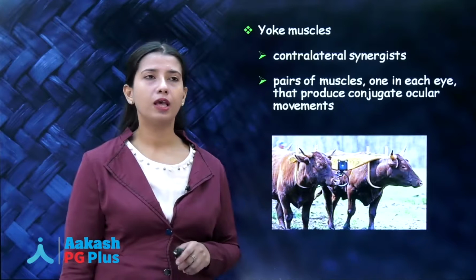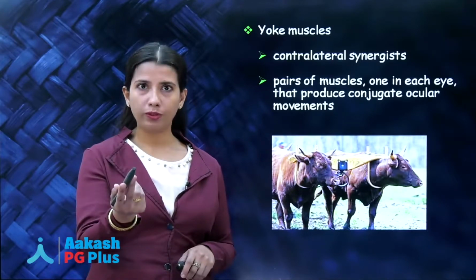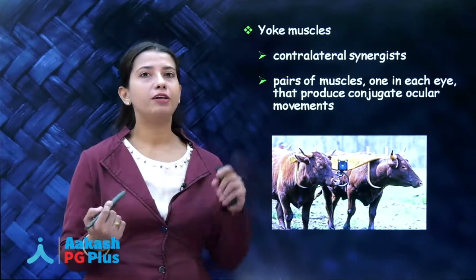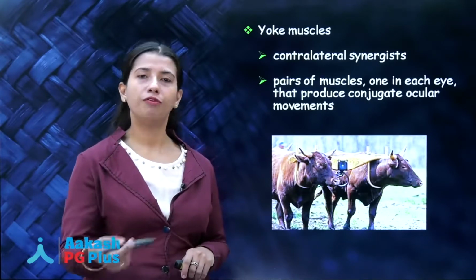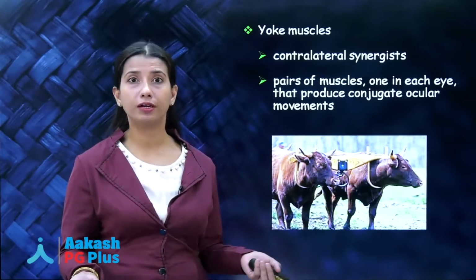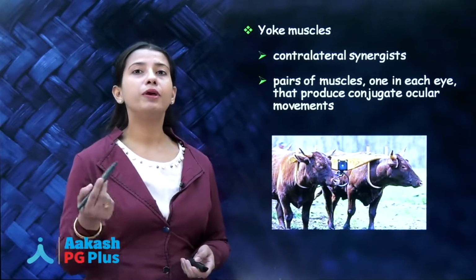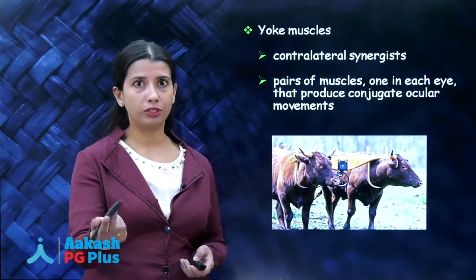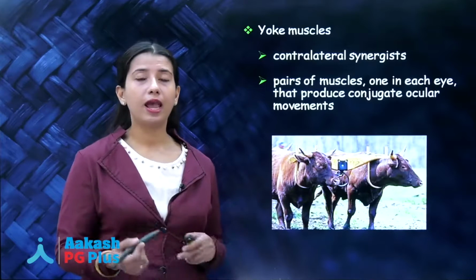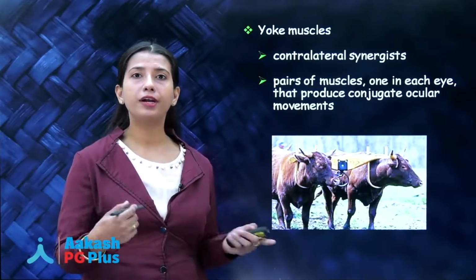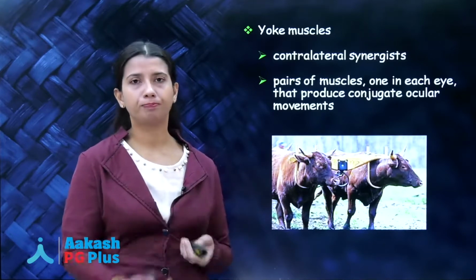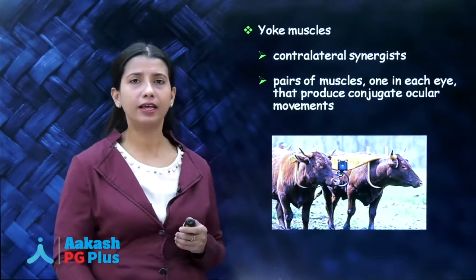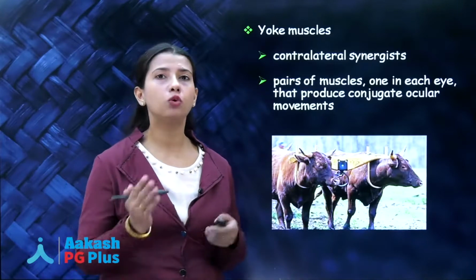Why so? Suppose I am looking at you with my right eye, but my left eye is looking elsewhere. Then the brain will receive two images, one of you and one of some other object. So in the brain, there will be confusion whether to see you or the other object. And either I will be seeing alternate images of you and the other object, or I will see a mosaic. So to prevent this thing, we have something called as yoke muscle.